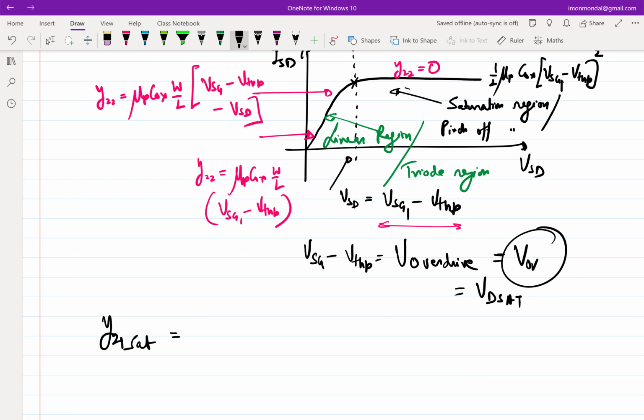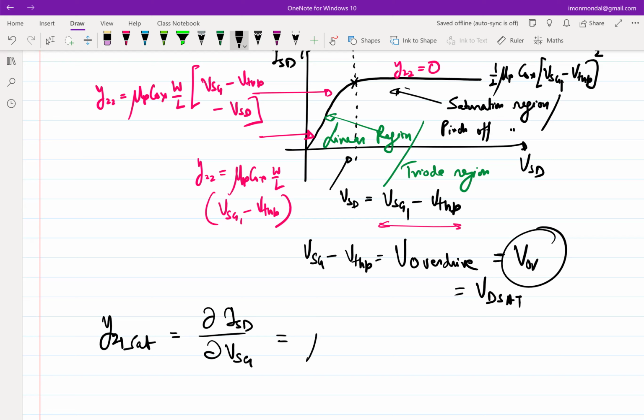No, Y22 will be 0. Y21 will not be 0. Y21 is what? Del ISD, del VSG. It's a transconductance, right? We are affecting the current in one of the ports, that is between source and drain, by changing the voltage between source and gate, right?